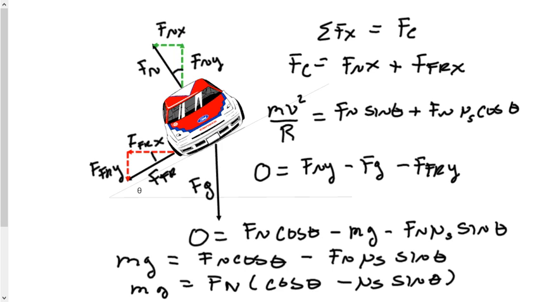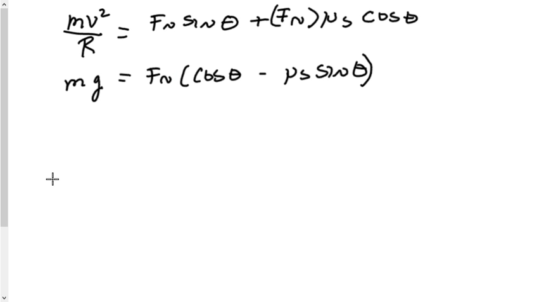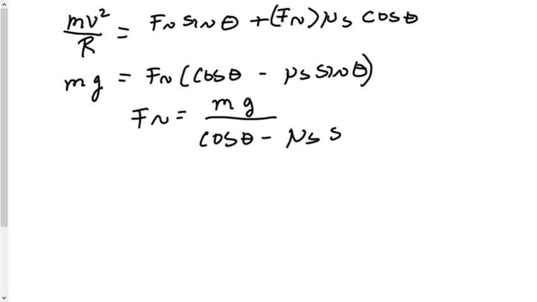Well, it's now time to solve that expression, and here we go. So let's solve for force normal. Force normal is going to equal mg divided by cosine theta minus mu s sine theta. I'll extend my line so we're not confused. Then where I see force normal in this equation, I will put that expression. Okay, so let's get started.